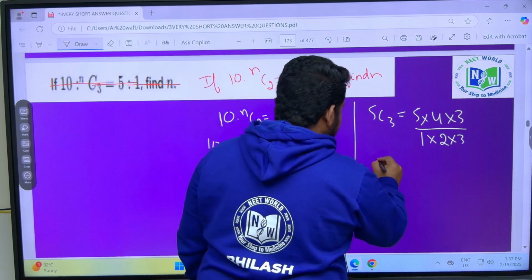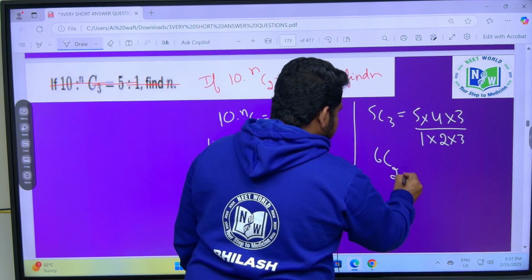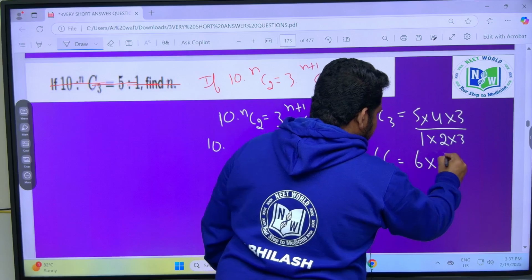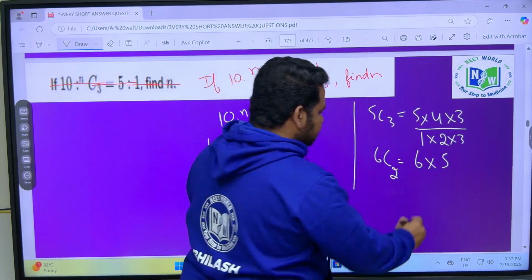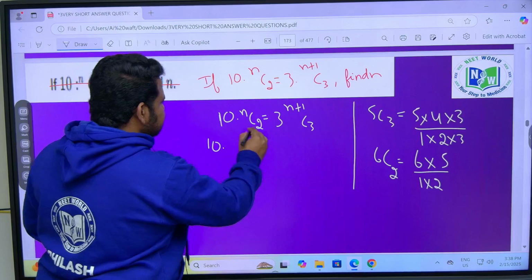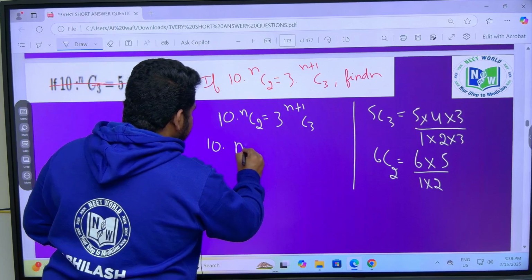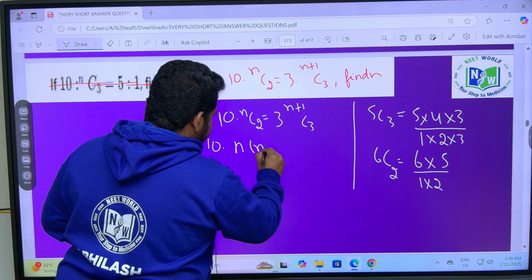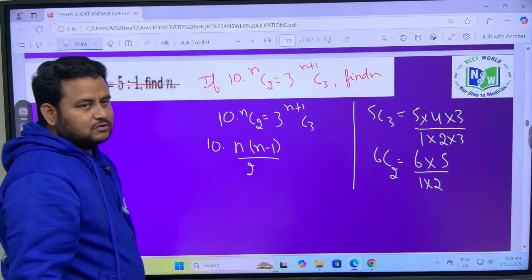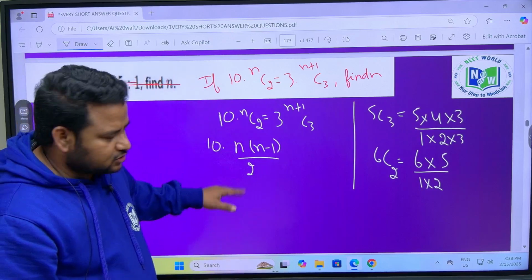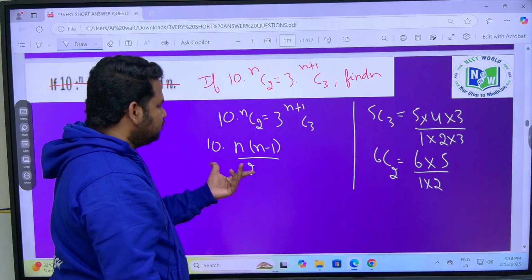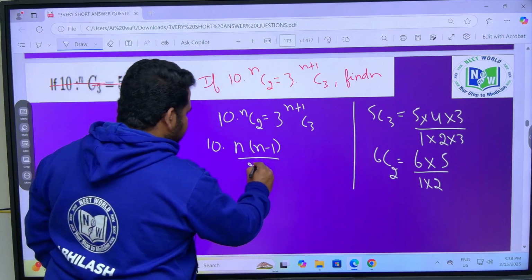Another example, suppose they give 6C2. Here the value of r is 2. So you should multiply 6 into 5, because at the top there should be only 2 multiples. Below it should be 1 into 2, that's it. Similarly, NC2 will become n into n minus 1 divided by 1 into 2, so I'll write it as 2 factorial. Got it, friends? This concept you understood? Like this it will become 3 factorial, like that this will become 2 factorial. 2 factorial is nothing but 2 into 1.